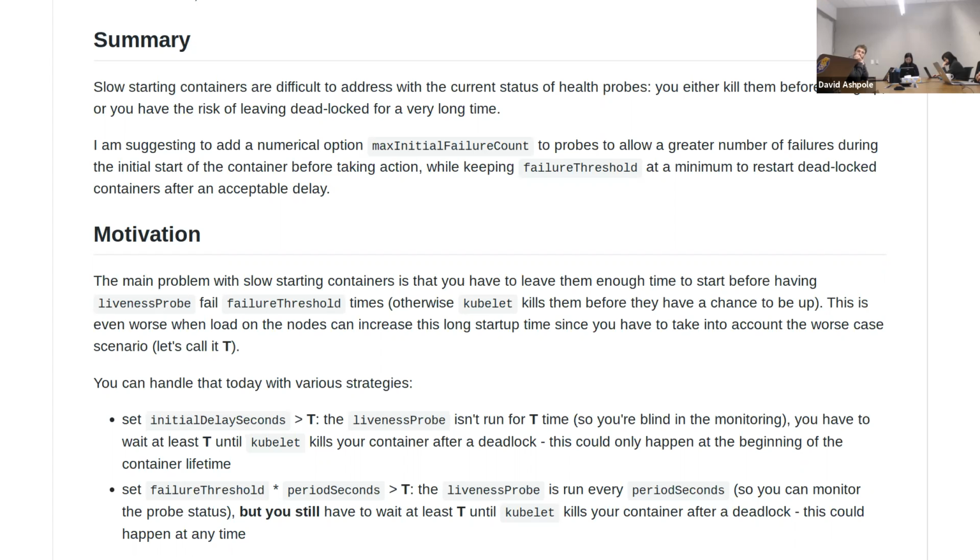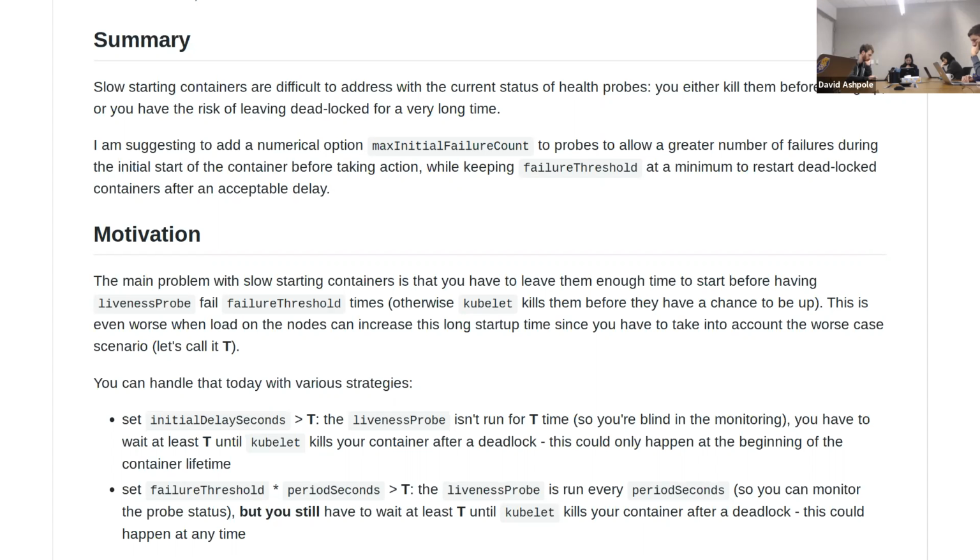So basically, you try to introduce another field. Two fields actually. So you could solve the problem either way: the workload has a slow startup, but meanwhile you could probe more often and avoid long waiting. Yes. Okay.